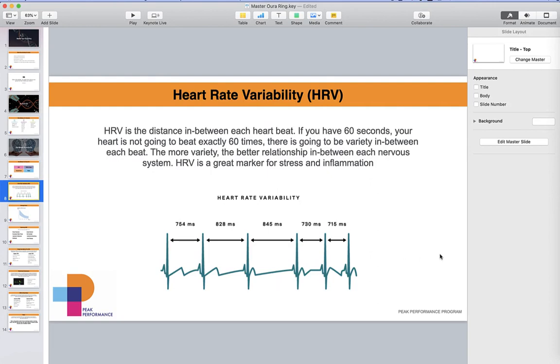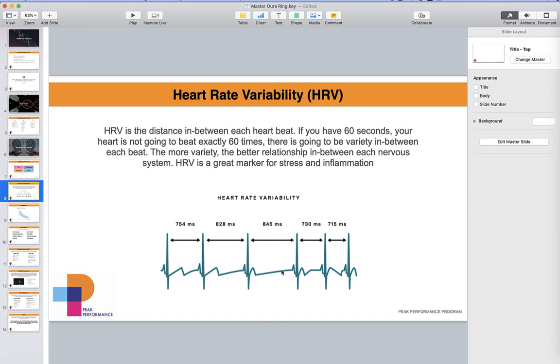So your HRV, or your heart rate variability, is the distance in between each heartbeat. If you have 60 seconds, your heart is not going to beat exactly 60 times. There's going to be a variety in between each beat. The more variety, the better relationship in between each nervous system. So your HRV is a great marker for stress and inflammation. Now, if you look at the graph below, this will actually show you the milliseconds in between each heartbeat. Some are shorter and some are longer.